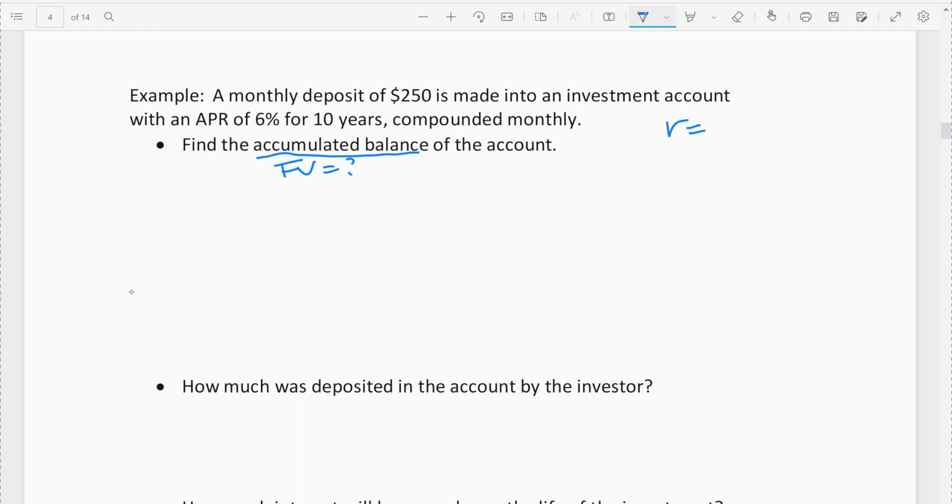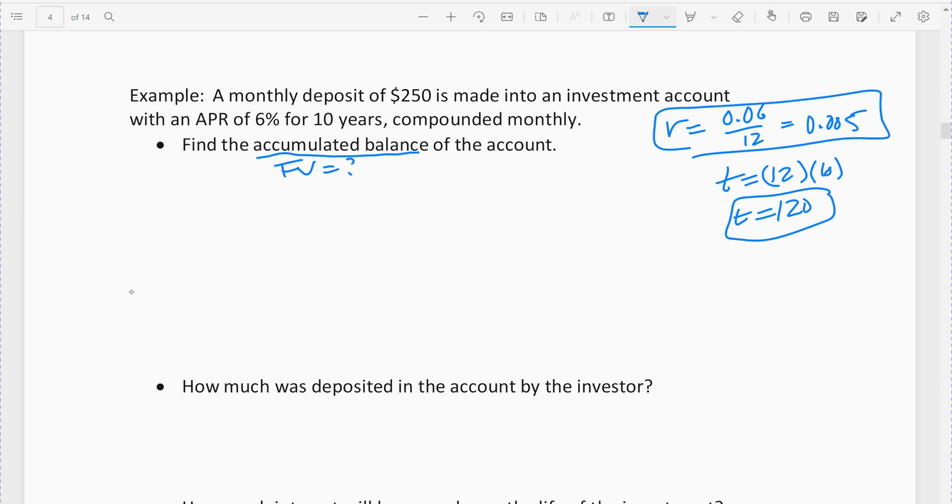R is our interest rate divided by 12, so 0.005. T is our total payments, which is 12 times 10 years, so 120 total monthly payments. That's what T represents. So 120 times we're going to deposit 250 into the account. My deposit is 250, and again, it's monthly.